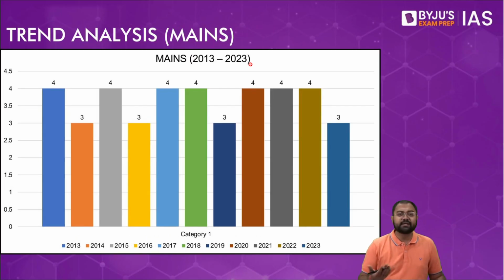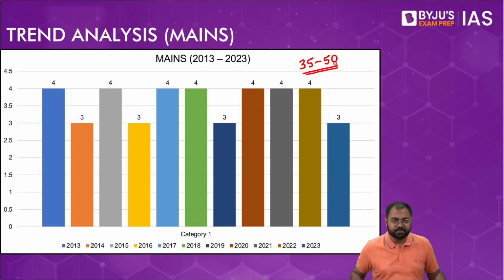In the mains examination, what we see is that every year the number of questions are pretty fixed. 3 to 4 questions have been asked every year. So almost 35 to 50 marks generally in your GS 3 paper, you'll find that it comes from here, from science and technology. And these are very easy questions. We'll take examples chapter by chapter as we move on to those chapters.